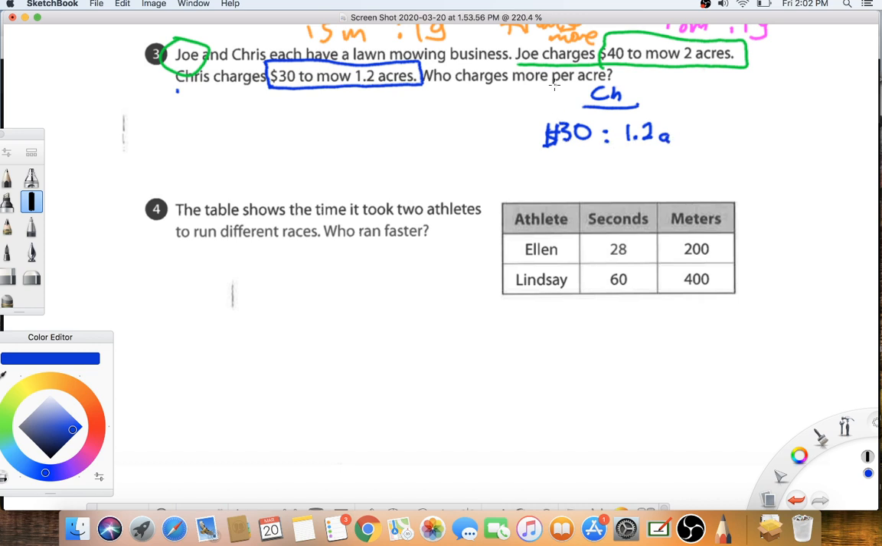Now it says who charges more per acre. We need to find out how much 1 acre is for both of these. So again, how do you make this number into a 1? What do you divide it by? Divide it by itself. So you're going to divide it by 1.2. When you divide one number by the same number, you just get a 1. But this means we need to divide it by this side as well. Divided by 1.2.